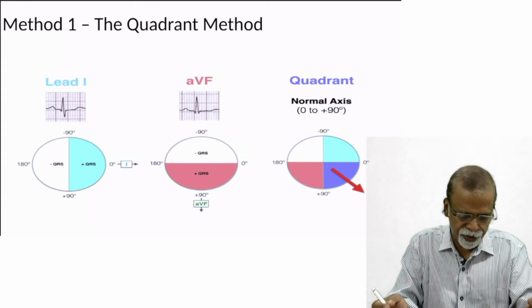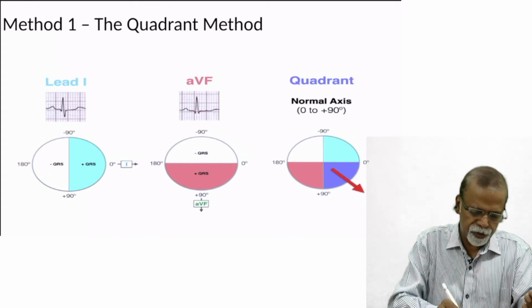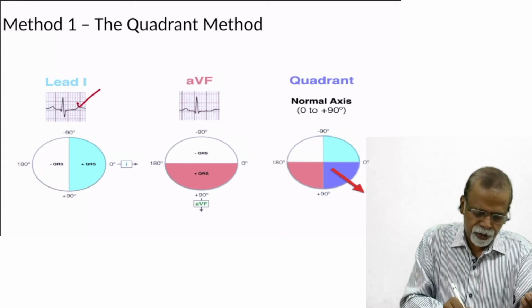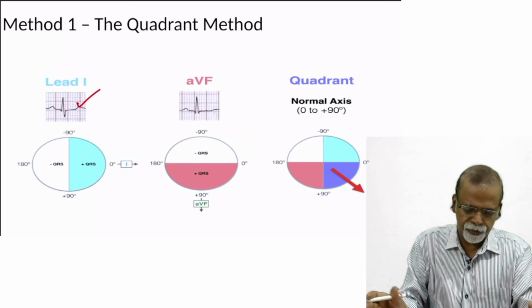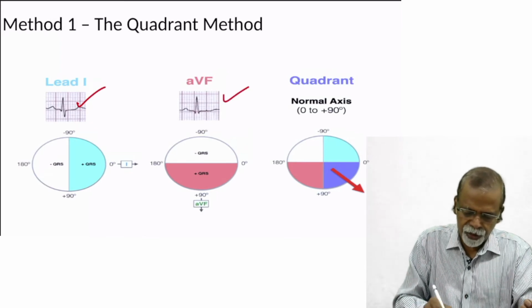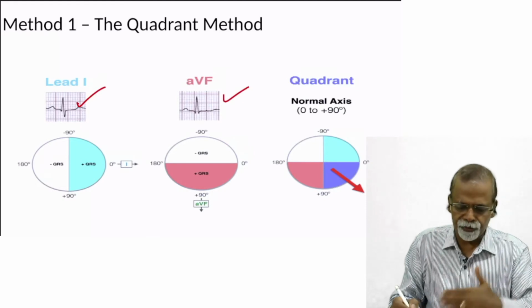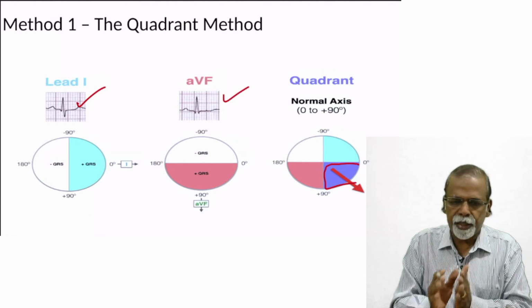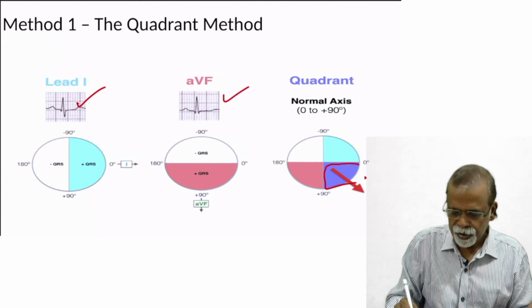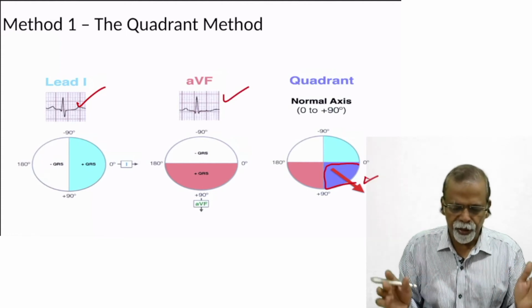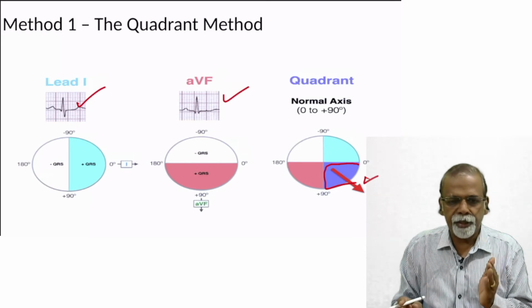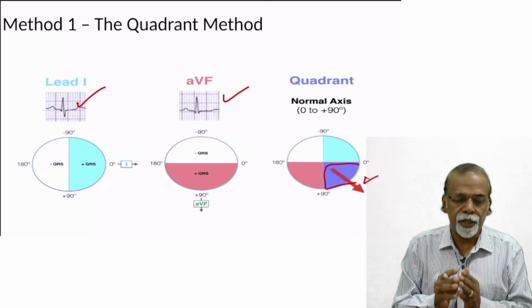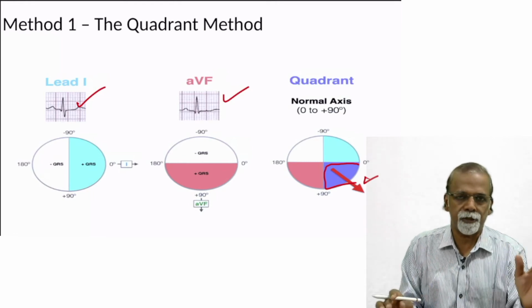This we have already explained, only just for repetition. Lead 1 positive means it is in this half. AVF is also positive, that means it is in the lower half. So combined together, that will be in the right lower quadrant. Hope this is clear. Just like that, you can identify the axis as a rough estimate very simply by just looking at 2 leads.